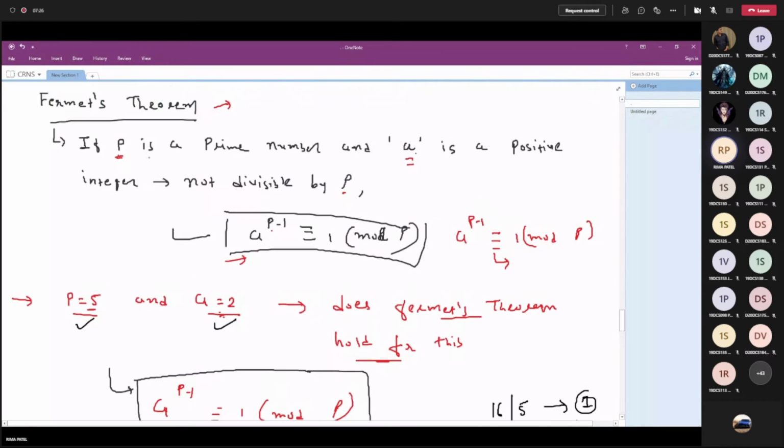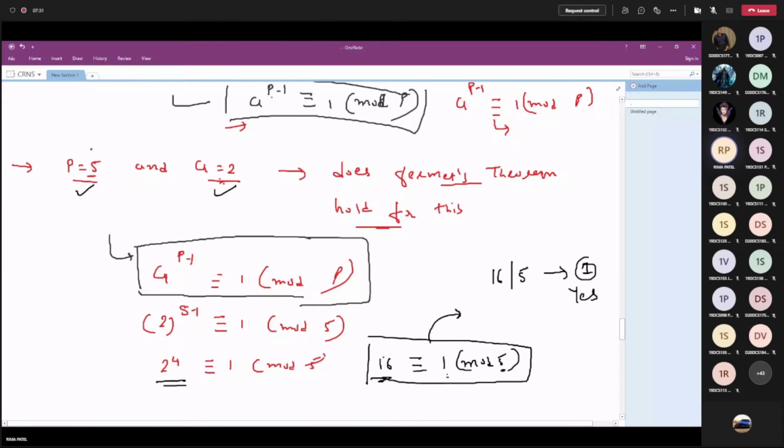So first of all, I need to check. See, the condition was what? P should be a prime number and A is a positive integer. So P is a prime number, yes. A is a positive integer, yes. And it should not be divisible by P, yes. So three of the conditions are true. Now I would check this by putting these values, right? That is A equal to 2 and P equal to 5. So I will get 2 raised to 5 minus 1 congruent to 1 mod 5. 2 raised to 5 minus 1 is 2 raised to 4, right? And 1 mod 5. So 16 congruent to 1 mod 5.